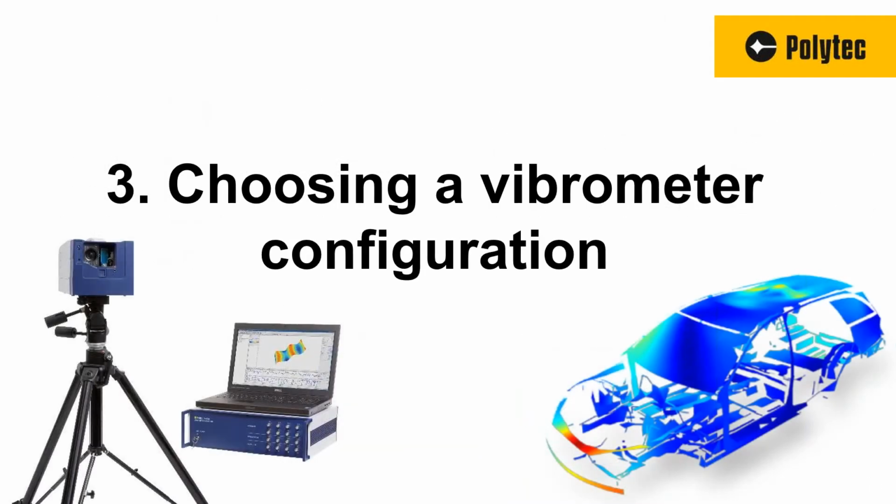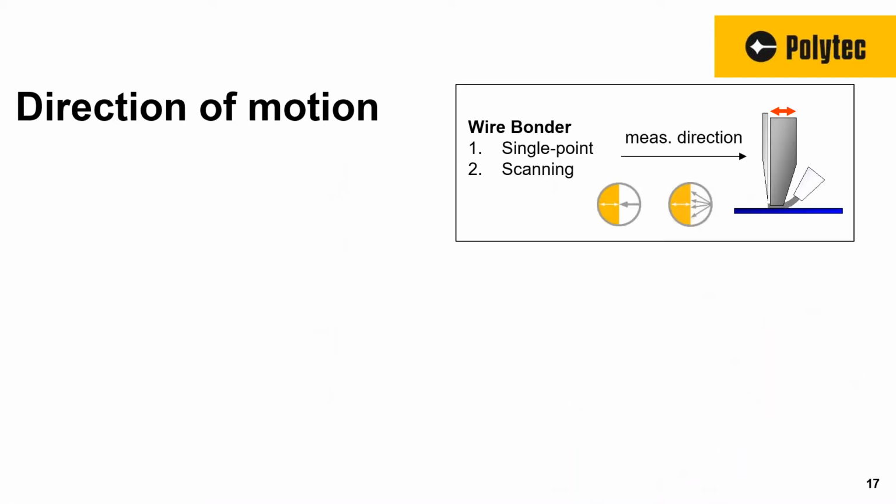Choosing the right configuration of a vibrometer, we would like to point out 2 main considerations. So the first one will be the direction of motion. We're looking at ultrasonically driven tools for that. In the first case, we're looking at a wire bonder. We can assume that the motion goes back and forth.